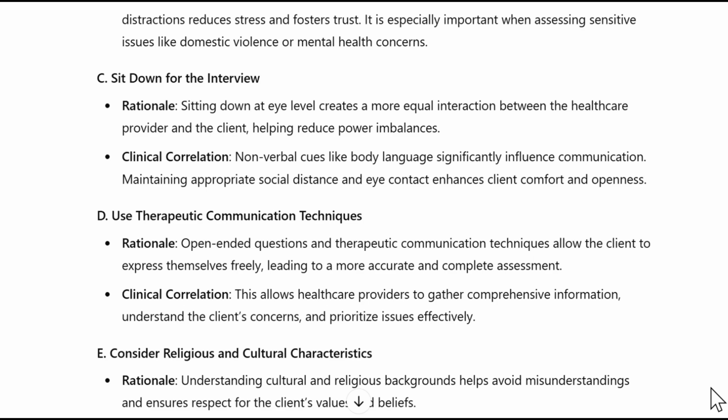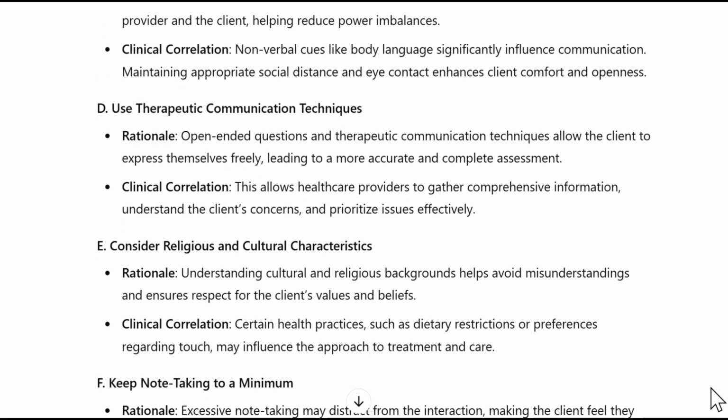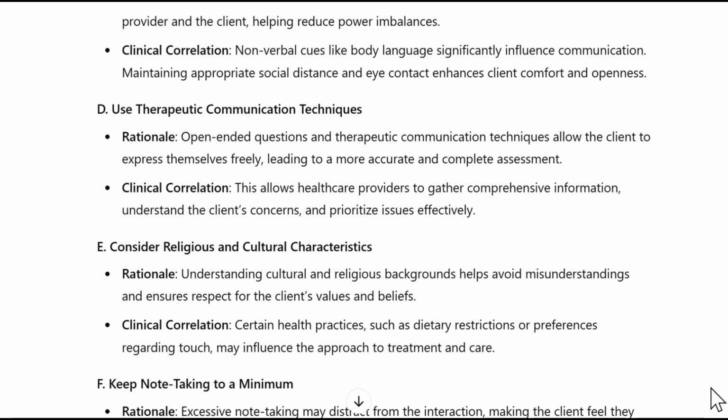D. Use therapeutic communication techniques. Rationale. Open-ended questions and therapeutic communication techniques allow the client to express themselves freely, leading to a more accurate and complete assessment. Clinical correlation. This allows healthcare providers to gather comprehensive information, understand the client's concerns, and prioritize issues effectively.